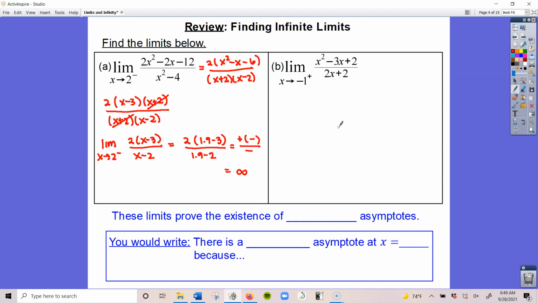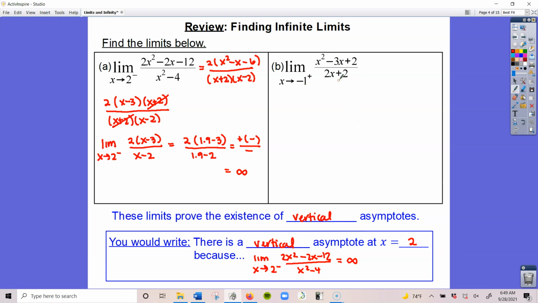Now before we go to this next one here, what this limit does is prove the existence of a vertical asymptote. And we would say, when we're proving it, that there is a vertical asymptote at x is equal to 2 because, and then now here we would state the limit. So the limit as x is approaching 2 from the left of 2x squared minus 2x minus 12 over x squared minus 4 is equal to infinity.